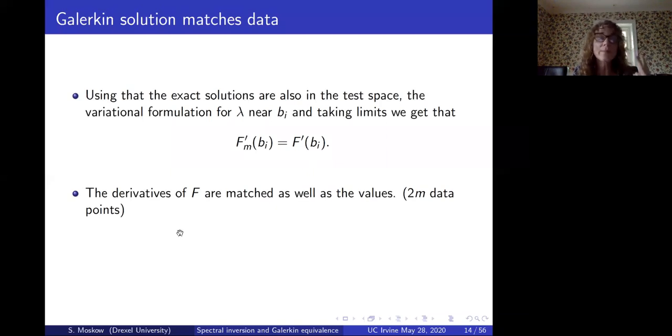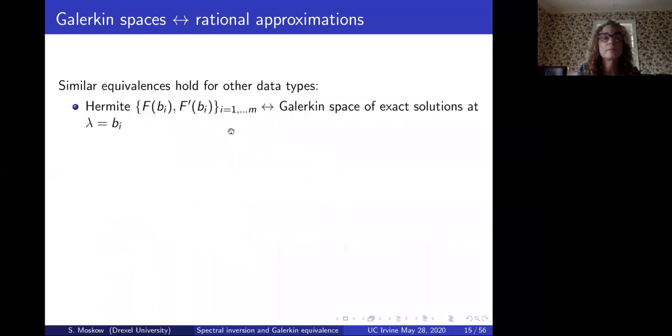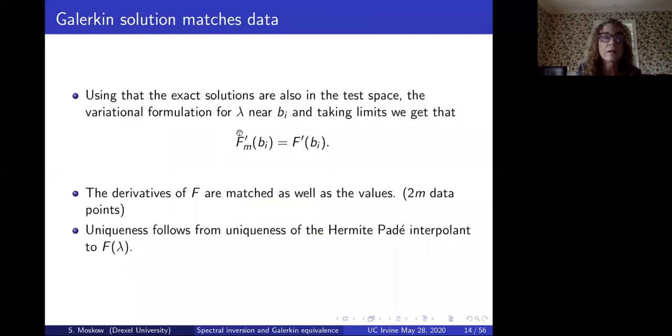So that's 2m data points that are matched for this rational interpolant. And so uniqueness follows from the uniqueness of the Hermite-Padé interpolant to f of lambda. So that's what happens with the transfer function when you use this reduced order model.